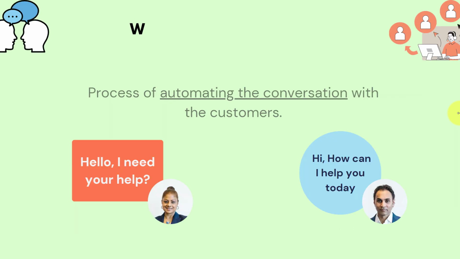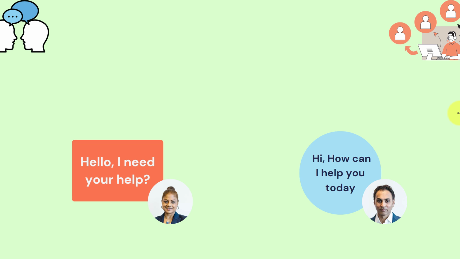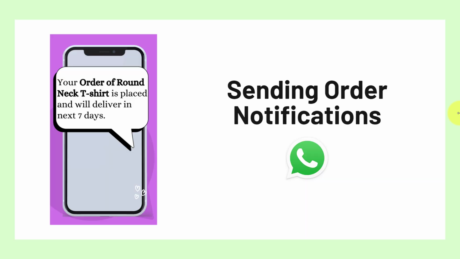So what is this WhatsApp automation? The process of automating the conversation with your customers is referred to as WhatsApp automation. Now, what kind of conversations one can automate using WhatsApp automation? So assume that you are running some e-commerce store, so you can start sending the order notifications to your customers on their WhatsApp number automatically.